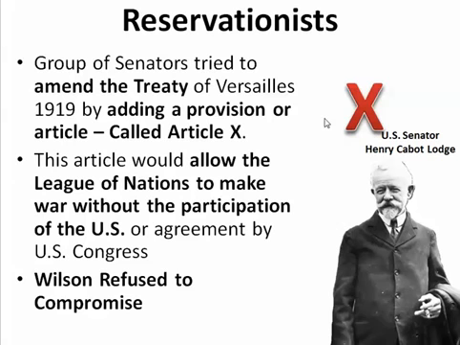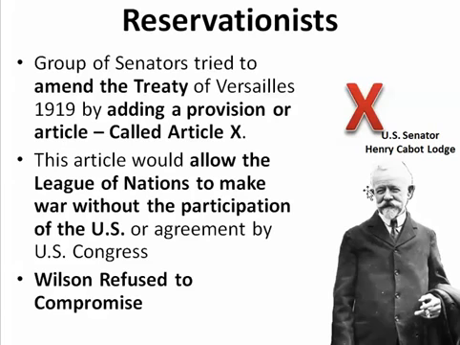And he proposed an alteration or change known as Article 10, and he said that adding this provision would allow the League of Nations to make war in the world, to prevent world war, without the participation of the United States or agreement by U.S. Congress. In other words, the United States would not have to participate or send troops. But Woodrow Wilson refused. The President refused to compromise on this.